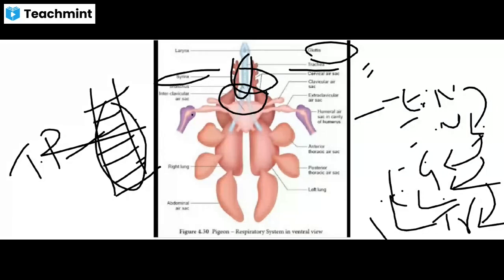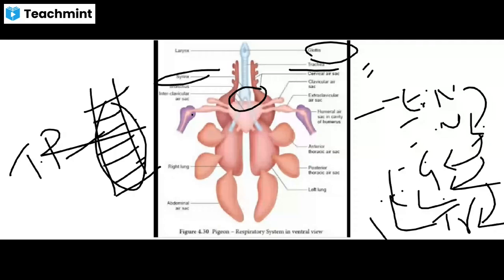And then it divides into 2 branches. They are called primary bronchi. The primary bronchi are supported by incomplete cartilaginous rings.